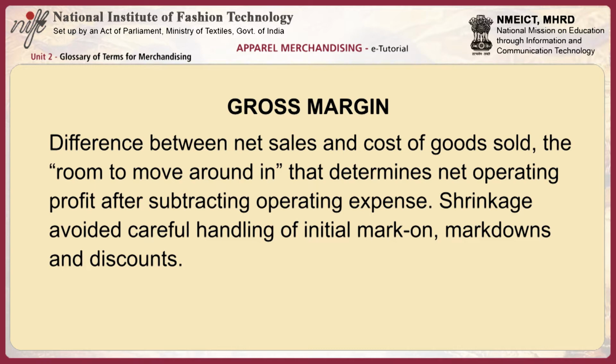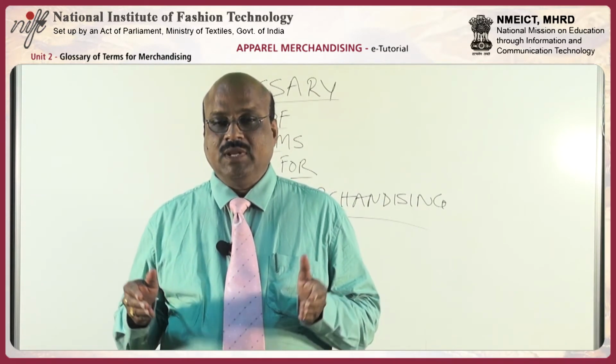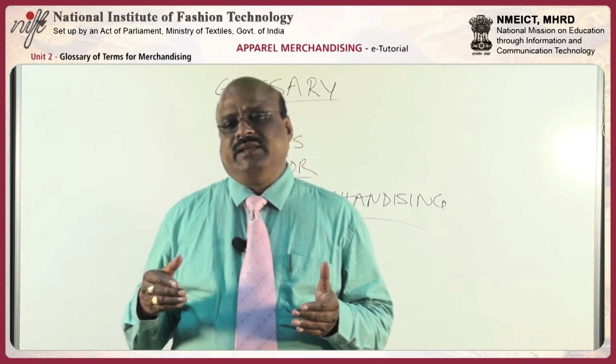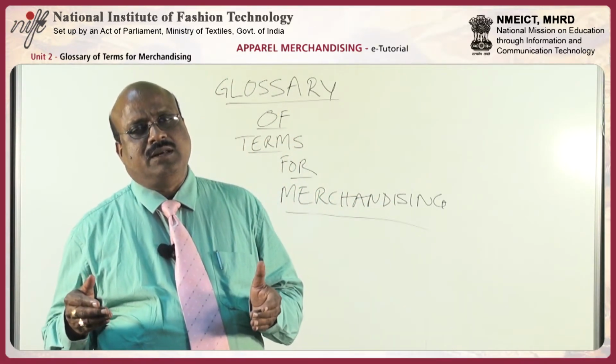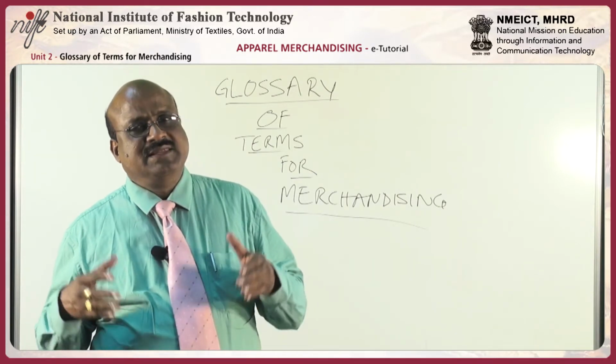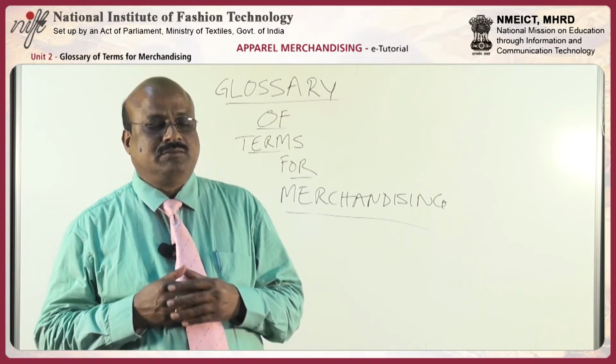It is the room to move around that determines the net operating profit. When you subtract operating expenses from the gross margin, you will get the net profit. Shrinkage avoided, careful handling of initial mark-ons, markdowns and discounts. So how do you handle the initial markup and mark-on, and how do you handle your markdowns and discounts? They are all important in managing your gross margin. So that is the importance of gross margin.